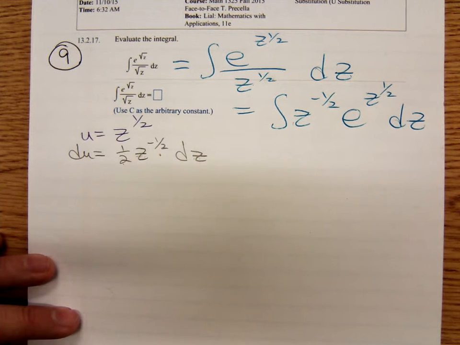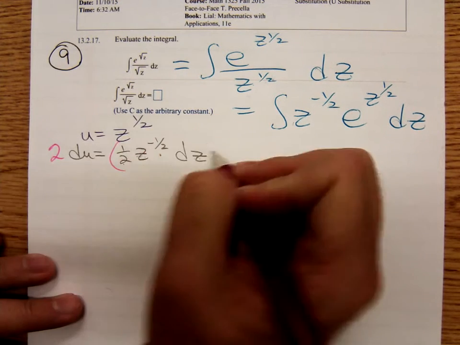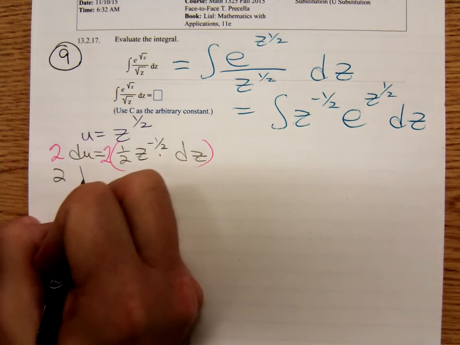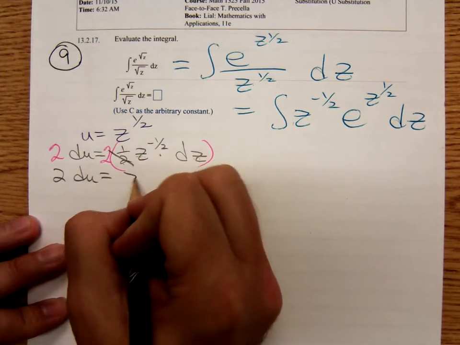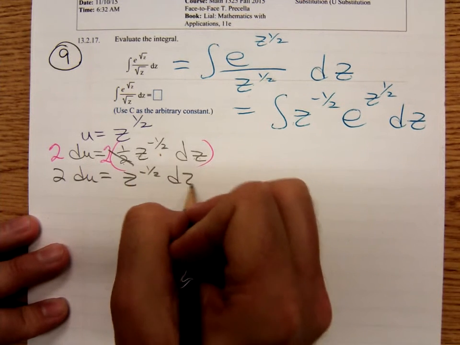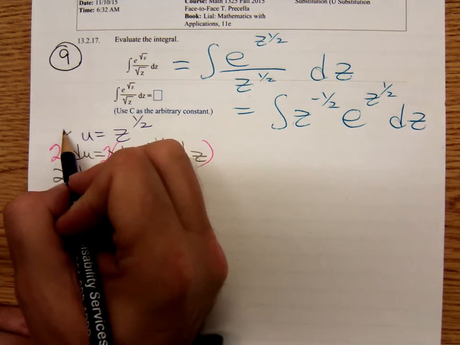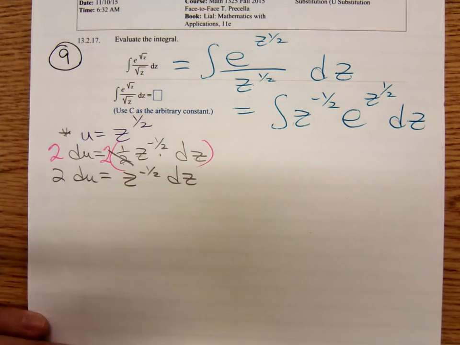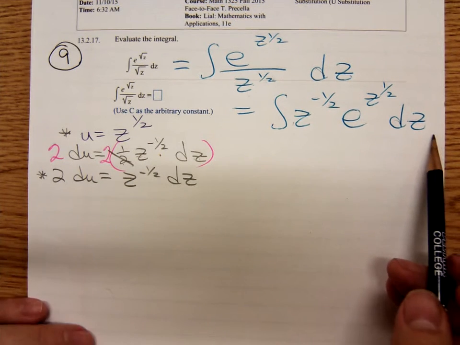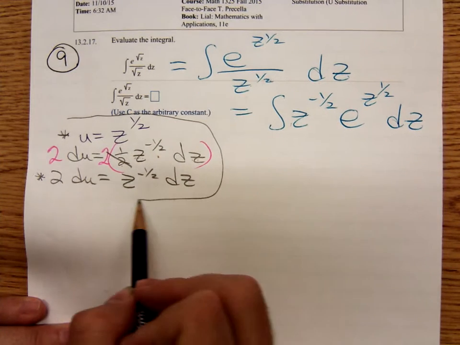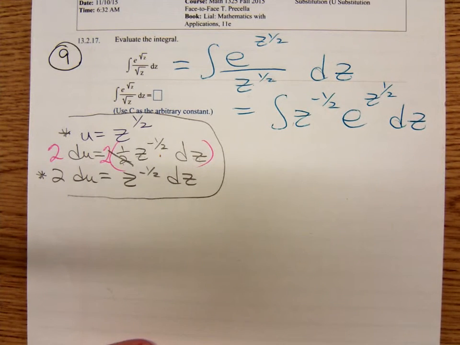Multiply both sides by 2 to give us a times 2 and times 2. So you have a 2 du is equal to a z to the negative 1/2 dz. And it's this line here and that line right there. Use those two lines to rewrite the integral, getting rid of the z variable. That's what we're going to use.